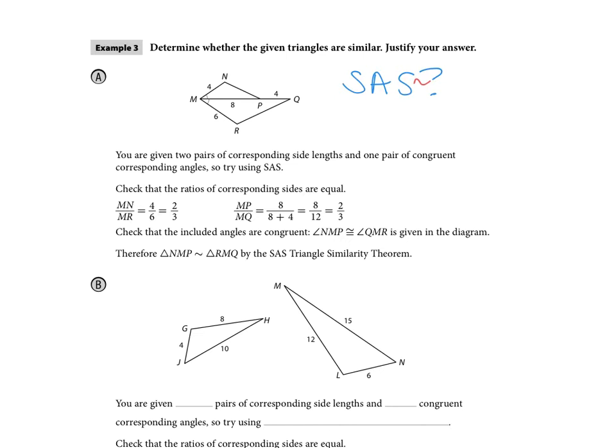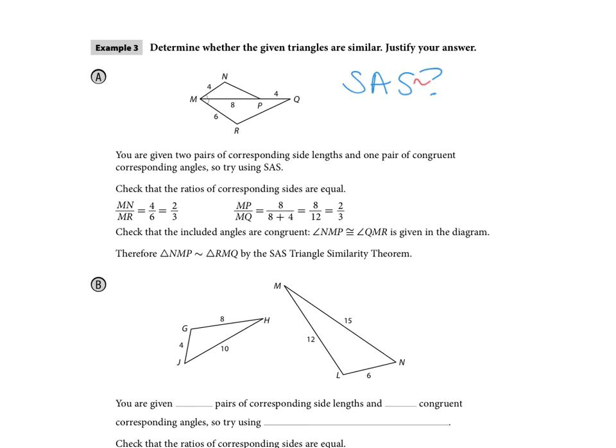So clearly we've got 2 pairs of corresponding side lengths and 1 pair of congruent corresponding angles. So remember, this side, angle, side is still in the same way as our congruence side, angle, side, in that this angle here is the one sandwiched between the sides. So when I'm talking about verifying the sides in a similarity shortcut, I need to verify that the sides sandwiching the angles are proportional, not congruent, proportional.